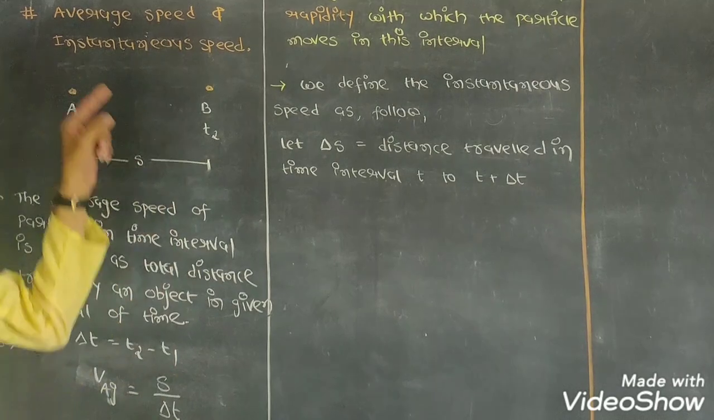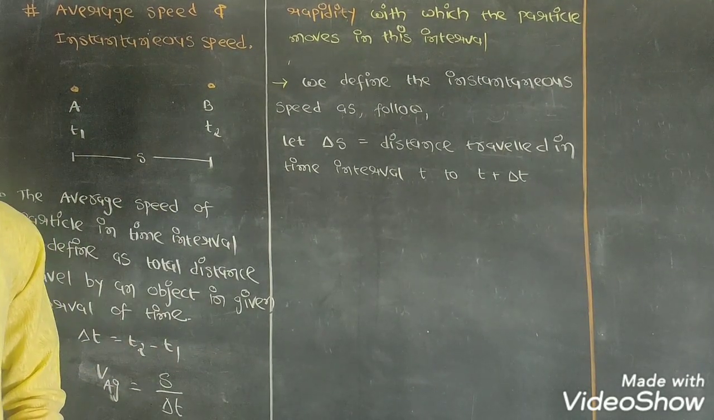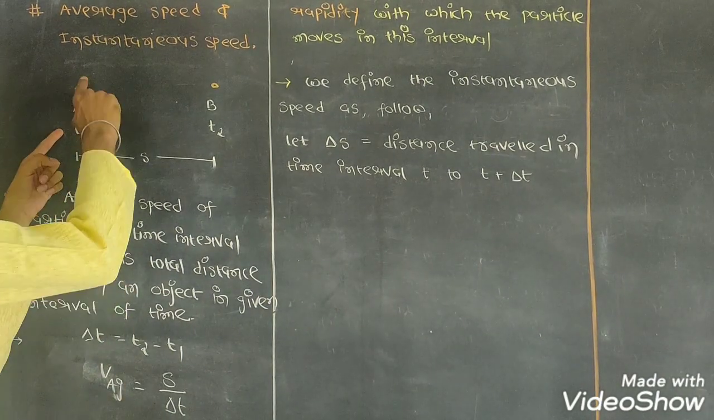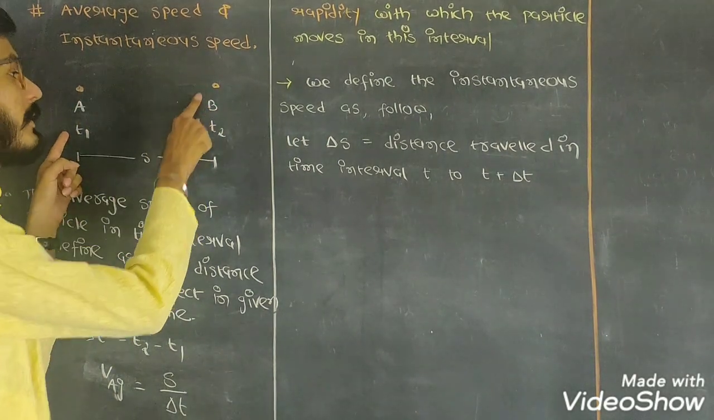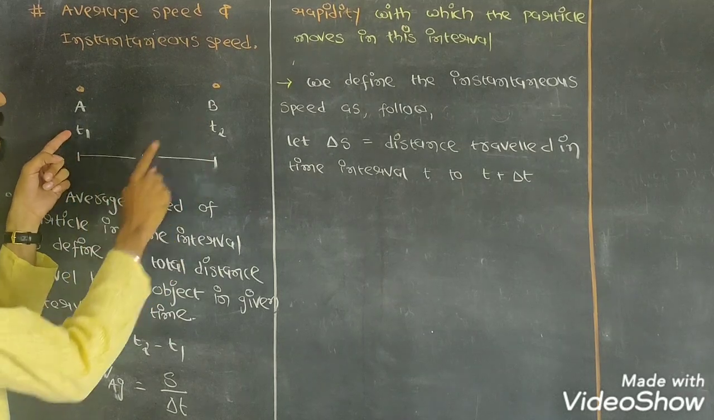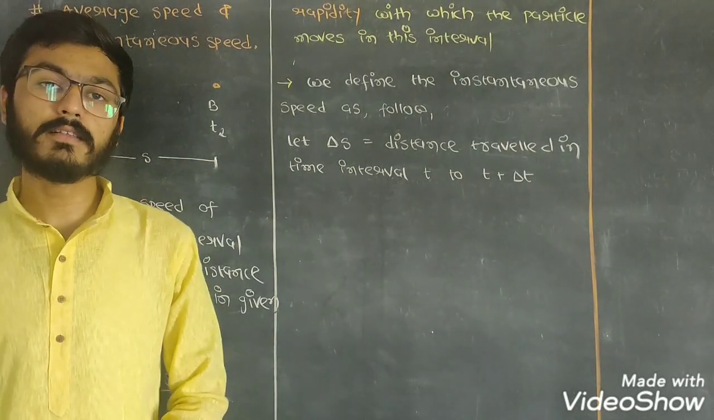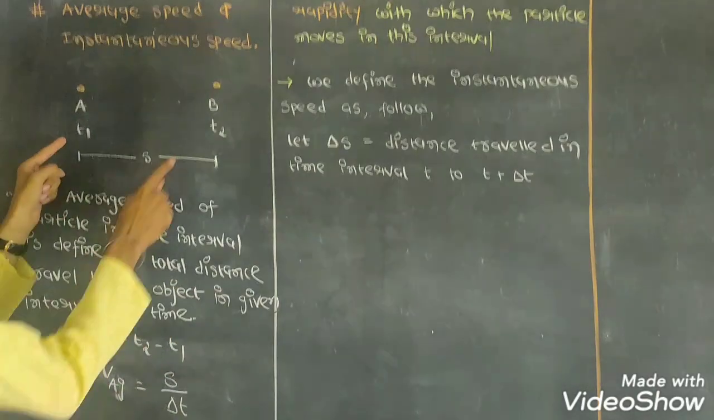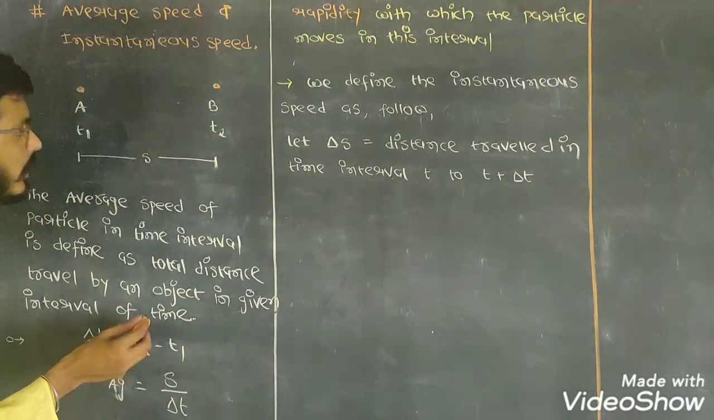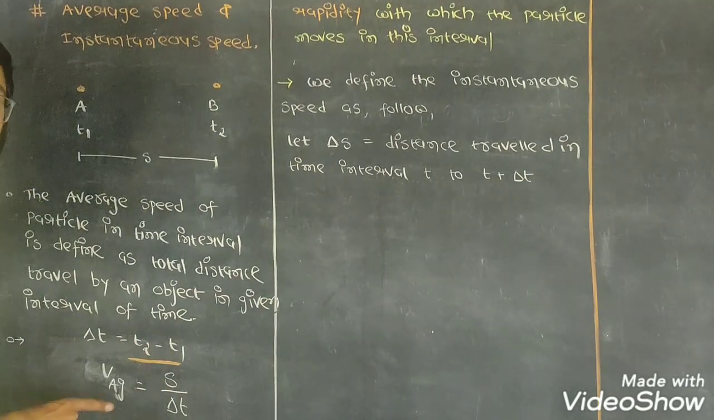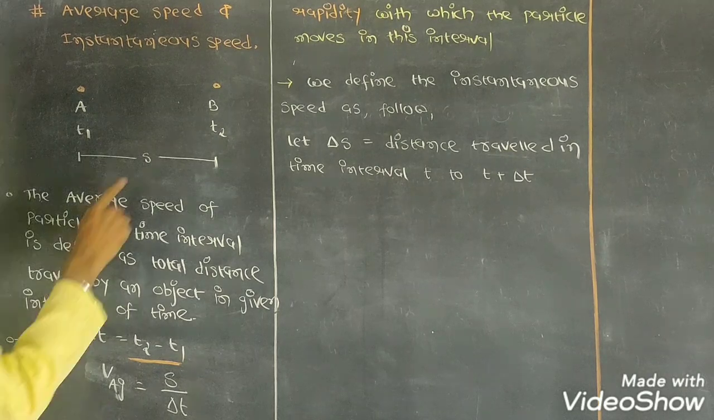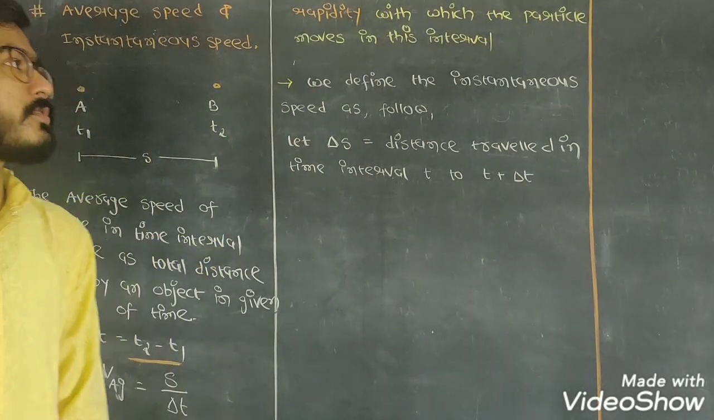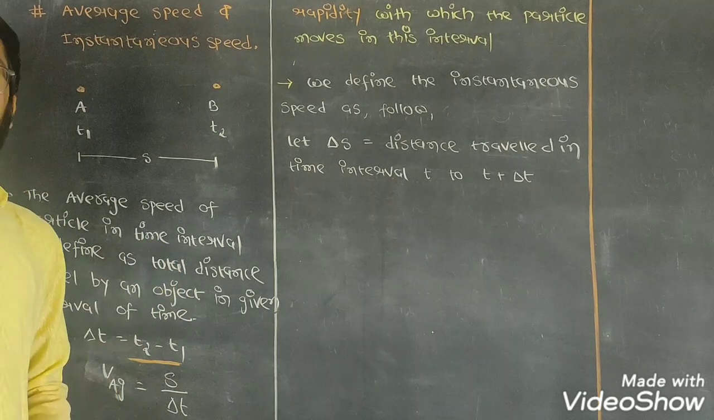Now our next topic is average speed and instantaneous speed. Take one example. If our particle is at point A at time t1, it travels towards B and reaches B at time t2. Suppose the distance between A and B is s. Then the average speed is defined as the total distance traveled by an object in a given time interval. Here the time interval is delta t, because it is t2 minus t1. So the average speed V average is equal to distance upon time interval, that is s upon delta t. The average speed gives the overall rapidity with which the particle moves in a given interval of time.